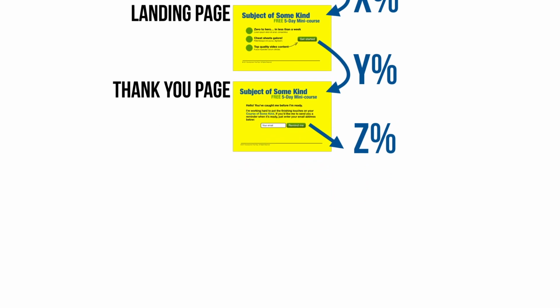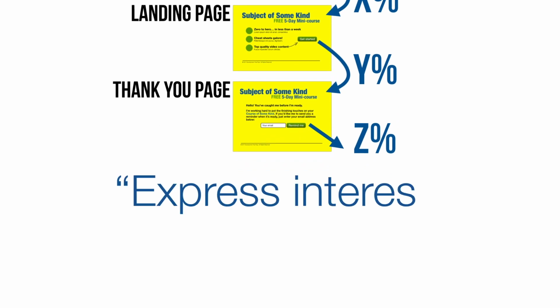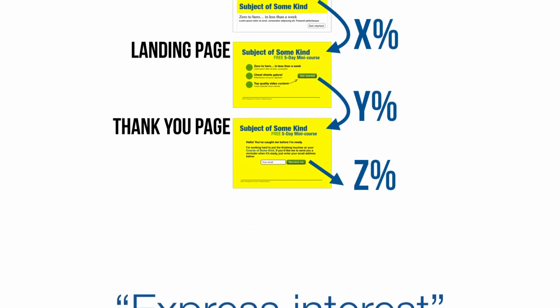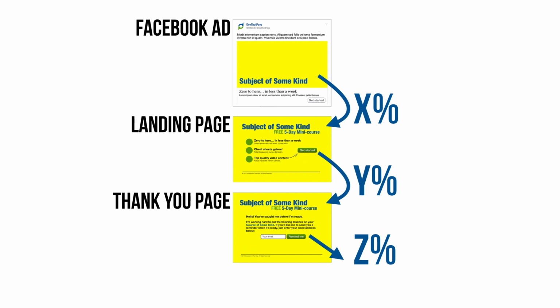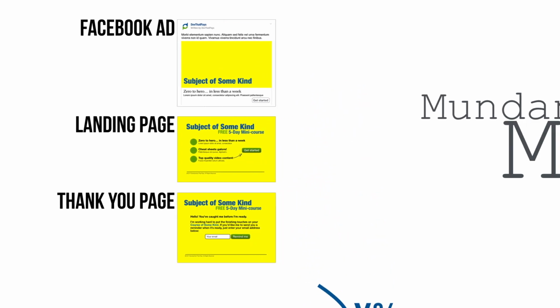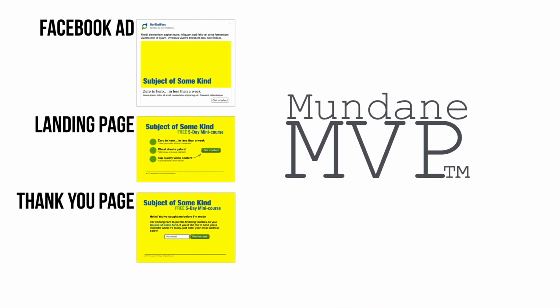The proportion of people who enter an email address to express interest will be much lower than the proportion that would enter an email address in order to get their hands on the real thing. So this metric will be skewed. The others should be spot on. I rather like the look of this mundane MVP. And I must say that I'm quite taken with the notion of mundane MVPs.